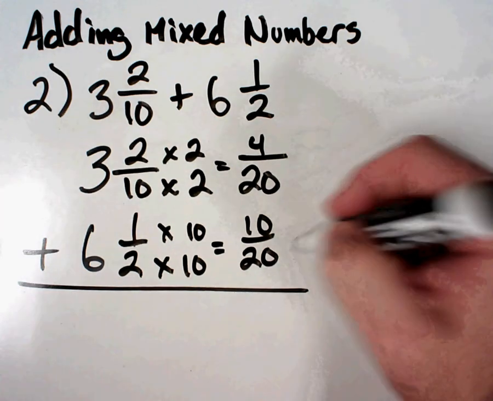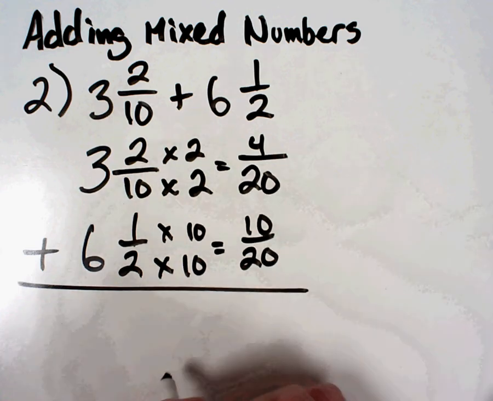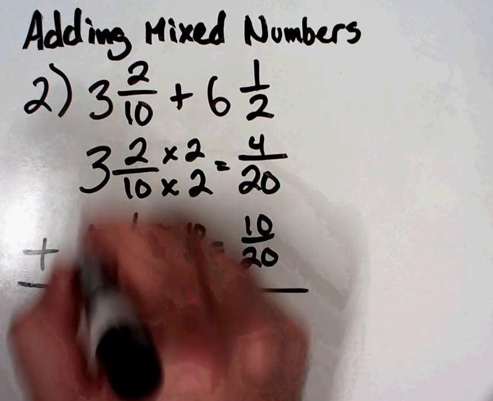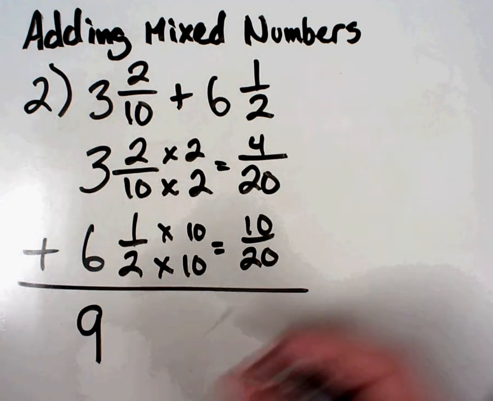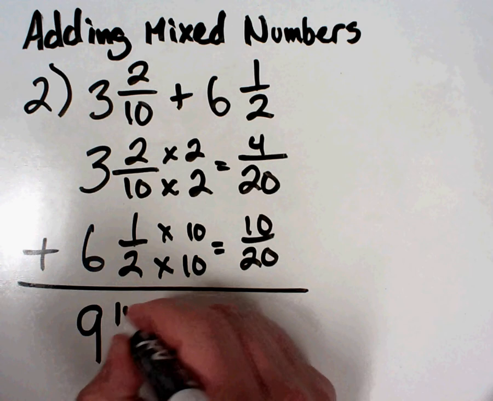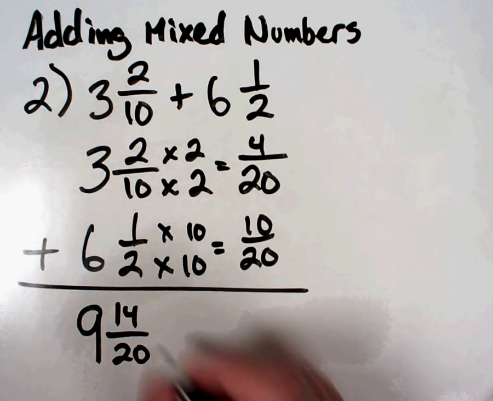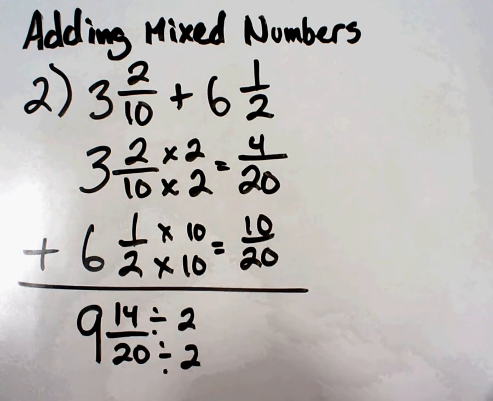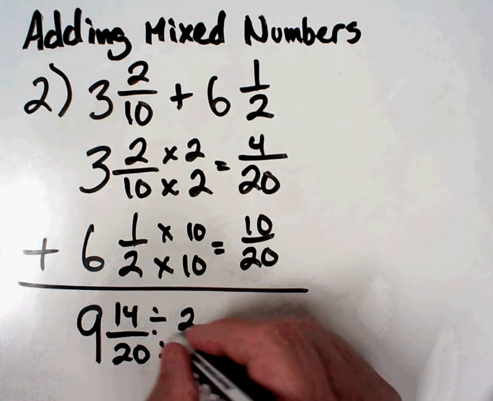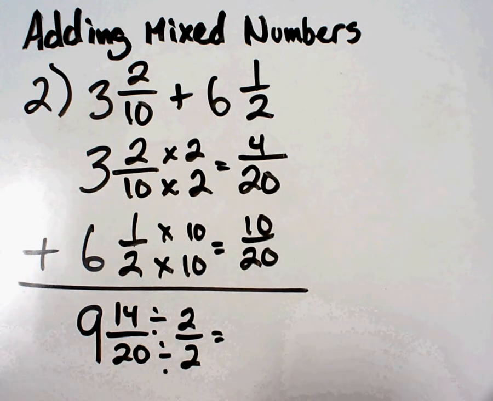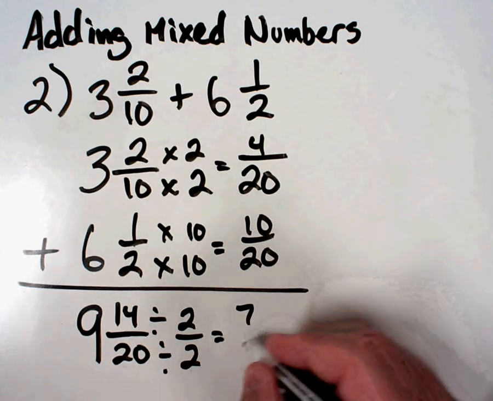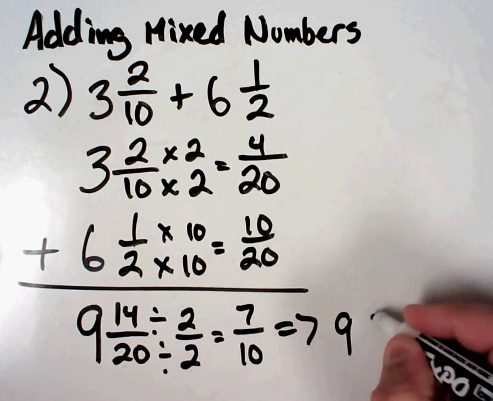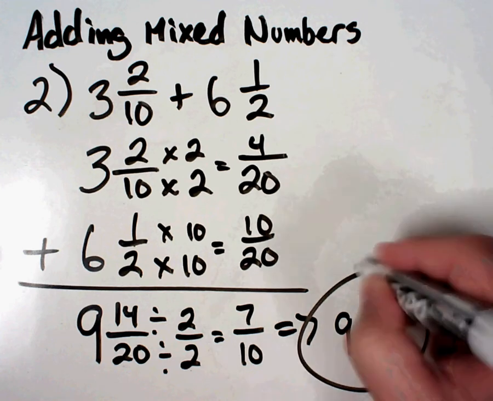So 4/20 plus 10/20 is actually, let's do the whole numbers again. I'm sorry, I keep jumping to the fractions. I want to make sure I do the whole numbers first. So 3 plus 6 gives me 9, and then 4/20 plus 10/20 gives me 14/20. Now I can simplify 14/20 because both 14 and 20 are even numbers. So I can divide both top and bottom by 2. And that's going to give me 7/10. And so my final answer is 9 7/10.